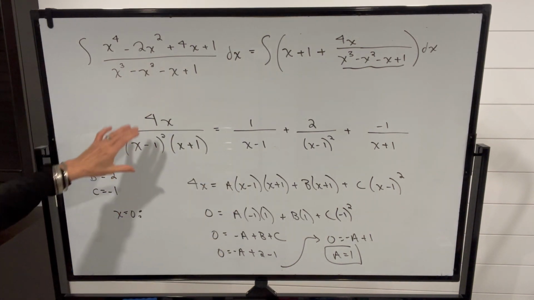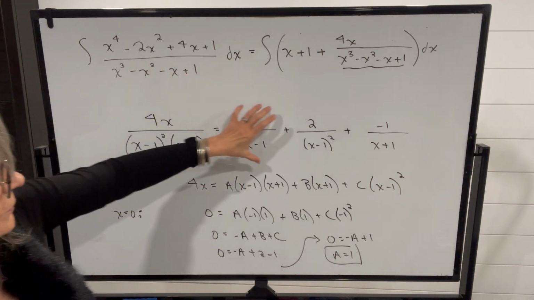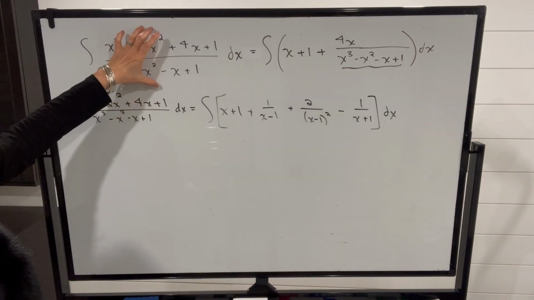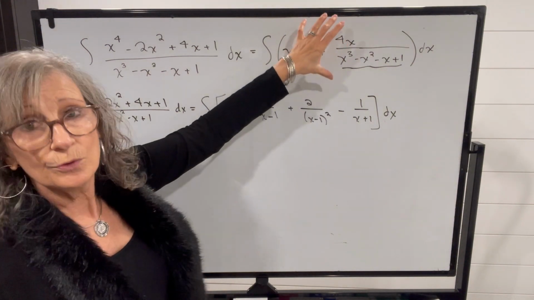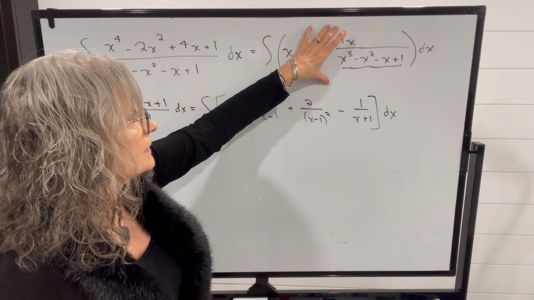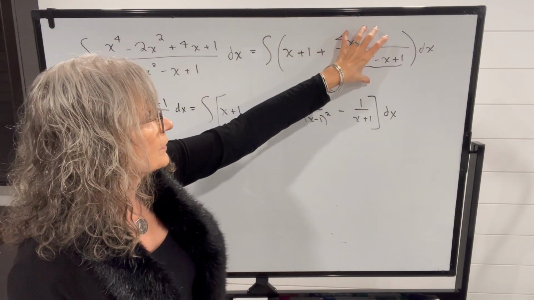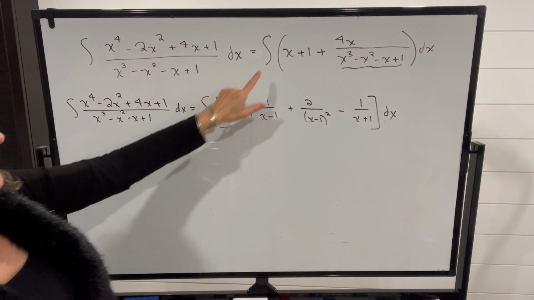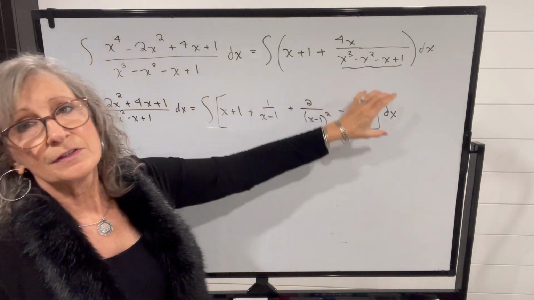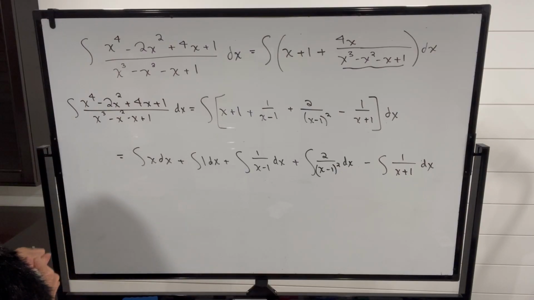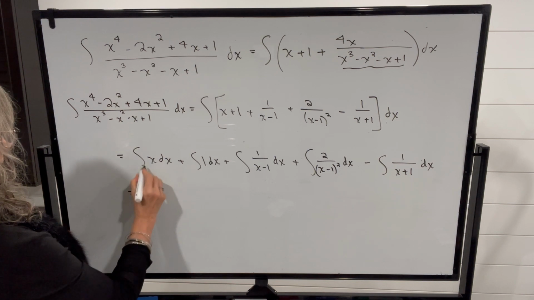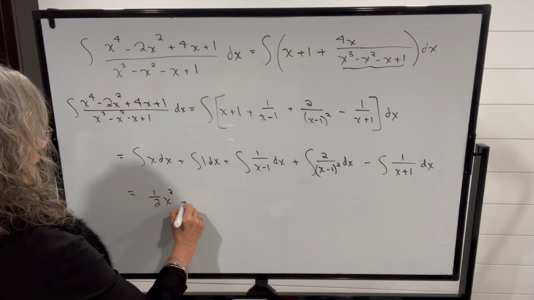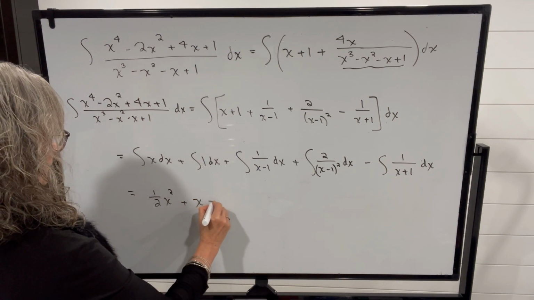So now we've broken this rational function into its partial fractions. Now we can integrate. So this integral, which we found through algebraic division, was equal to this. And then we were able to break this up into its partial fractions. So we're finding the integral of x plus 1 plus the sum of those three fractions. Now let's integrate. Integral of x dx is 1 half x squared. The integral of 1 dx is x.